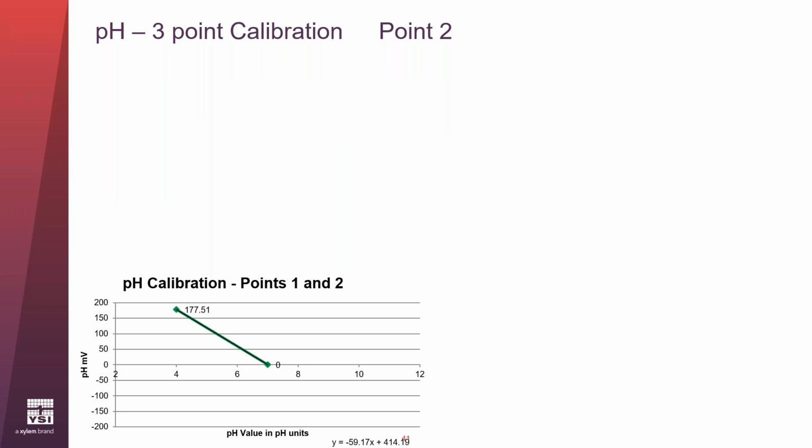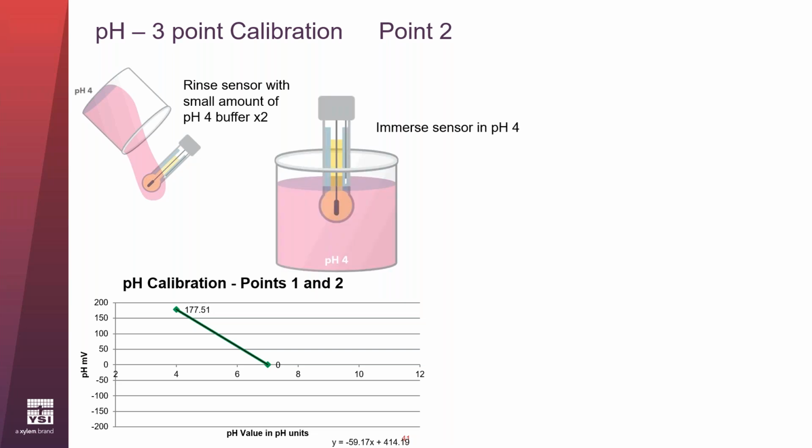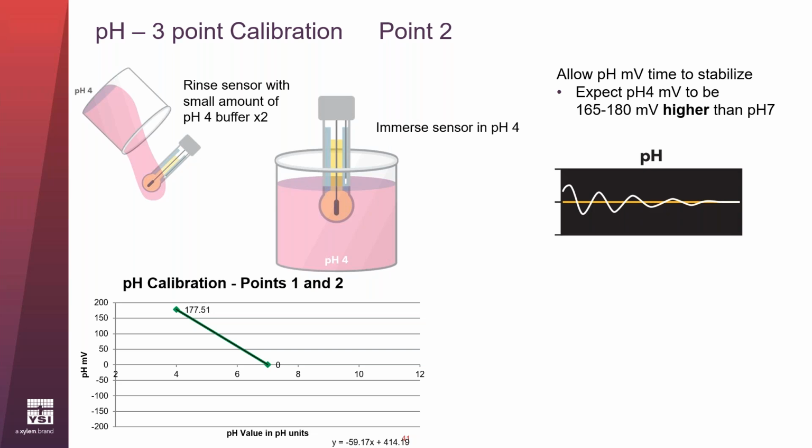For the second point, rinse the probe with a small amount of buffer that you're about to use, in this case pH 4. Rinse it a couple times. You don't need very much, just a few teaspoons of that buffer ought to be enough to rinse it. Immerse the probe into fresh pH 4 buffer solution afterwards. Allow your pH millivolts time to stabilize. We're looking for temperature and pH millivolts to stabilize again. We expect this number to be 165 to 180 millivolts higher than the 0 point we just took. And you can see that on the chart as we start to see our slope shape up. If it's not automatically done by the instrument, you can then accept the second point.